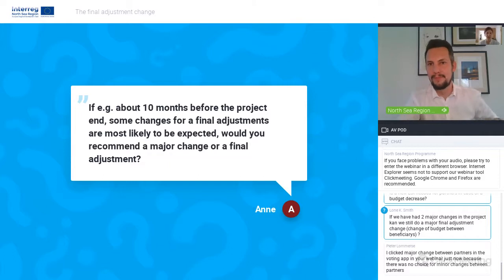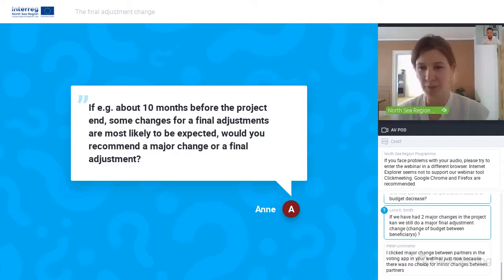Yeah, this depends a bit. The main thing that should be kept in mind here is that when you want to submit a major change, this cannot be done when the report is open. So if there's already a report open, I would go for the final adjustment change, but both options are possible, and I would just highly recommend discussing this with your project advisor to see what is most relevant in your specific situation.